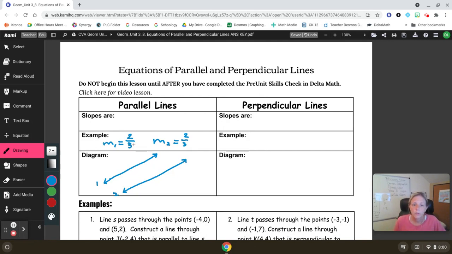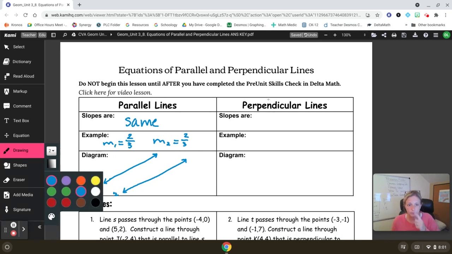Okay, so if we know that they have to have the same slopes, then we would say that the slopes are the same. And it doesn't matter whether they are positive, negative, zero slope, or undefined slope.